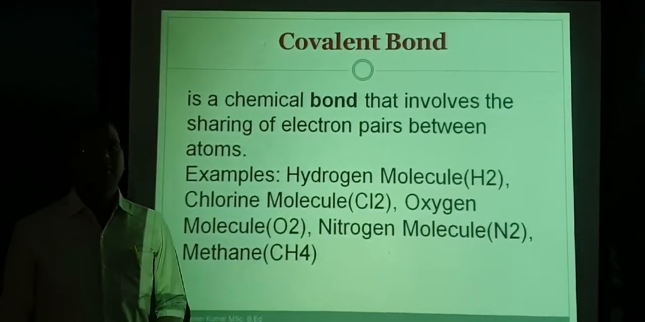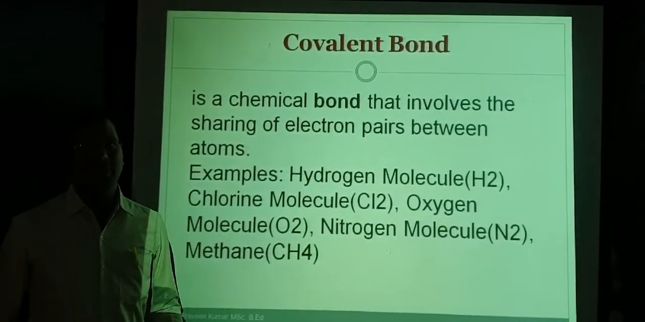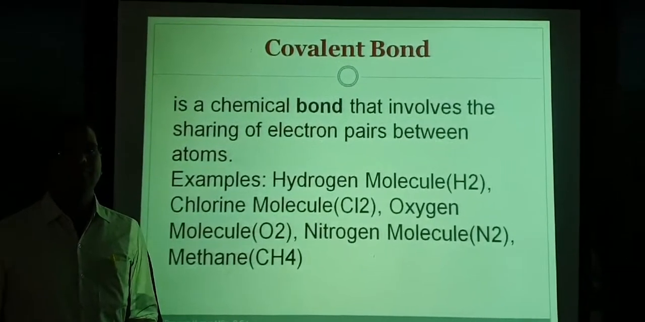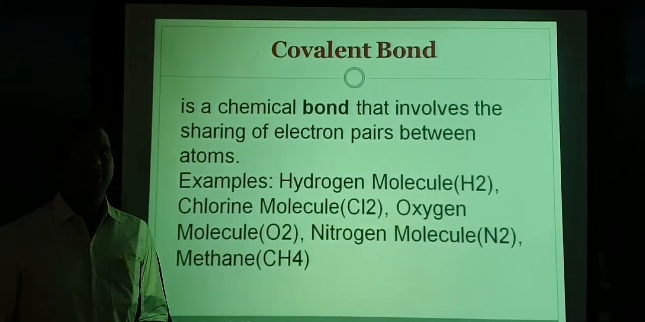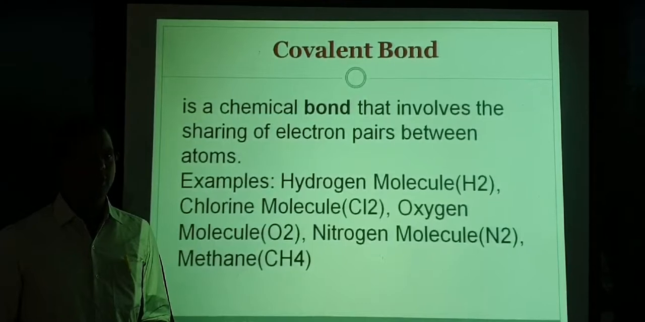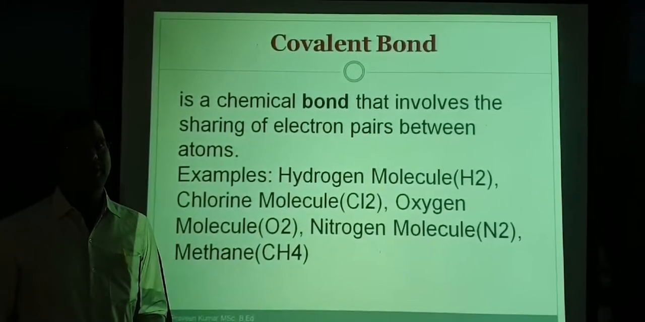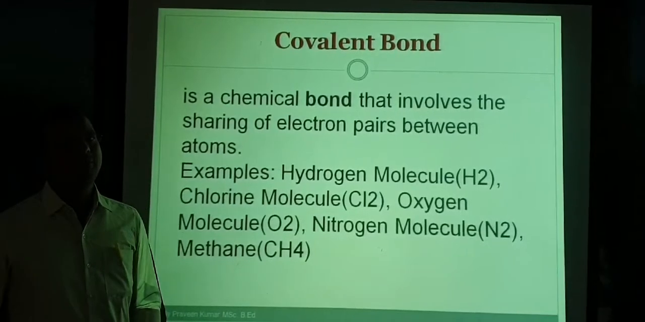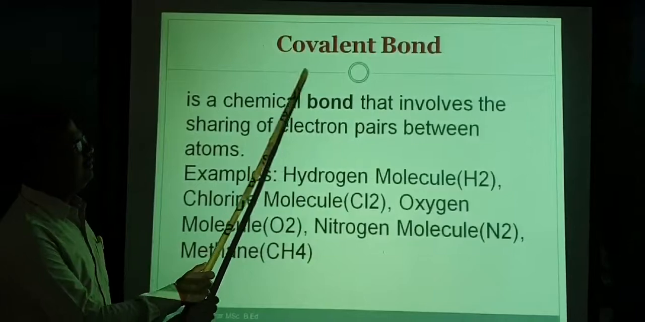As you know already, there are four important chemical bonds: covalent bond, ionic bond, hydrogen bond, and polar bond. So these are the four different types of chemical bond. Among them, one of the important chemical bonds is the covalent bond.